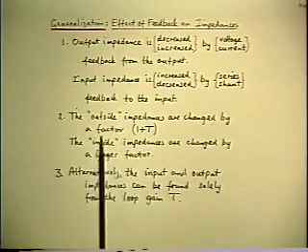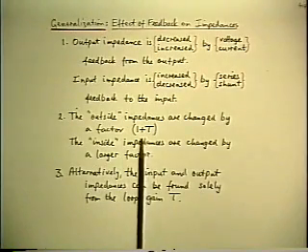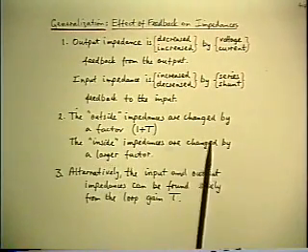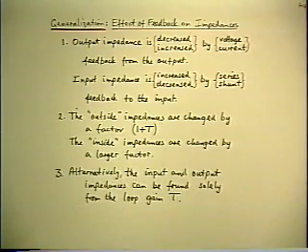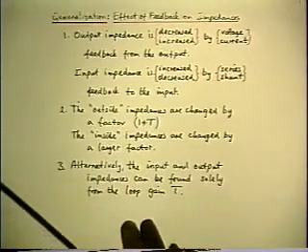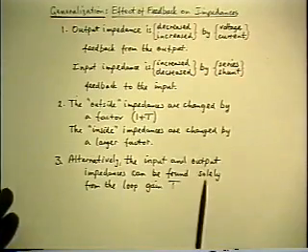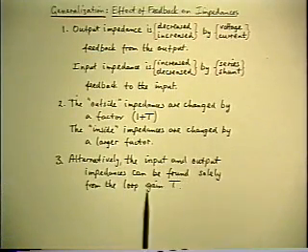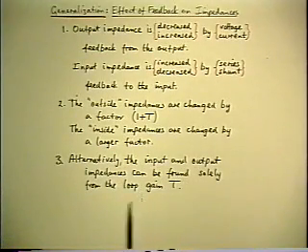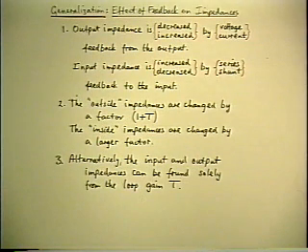Outside impedances are changed by the regular feedback factor. Inside impedances are changed by a larger factor, and you also have a whole set of alternative formulas which allow you to find the impedances directly from the loop gain without going back to the open loop values. So that's the end of that section.